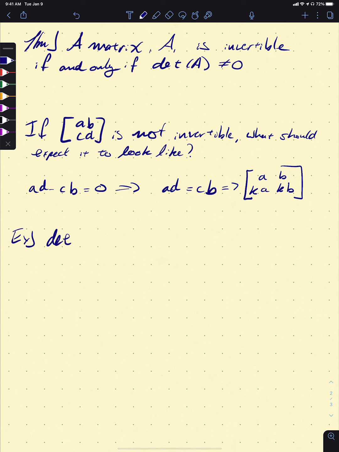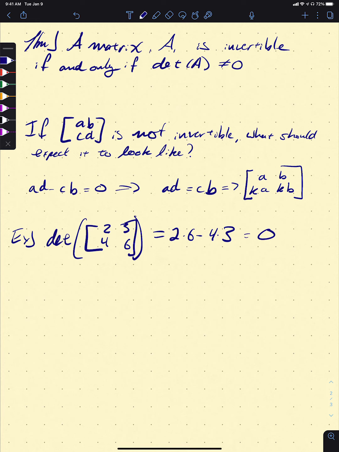If we were, say, taking the determinant of, let's manufacture one of these guys. Let's say 2, 3, and then we'll multiply by 2, so 4 and 6. Well, when I do this determinant, we're going to have 2 times 6 minus 4 times 3, both of which equal 12, so we are indeed at 0, okay? So the next natural thing that we want to do is find the determinant of some sort of arbitrary n by n matrix, okay?